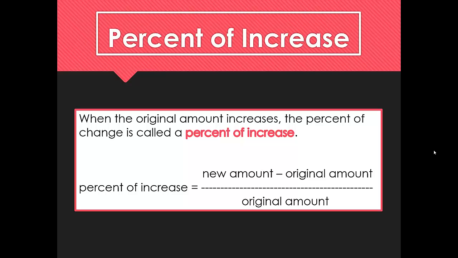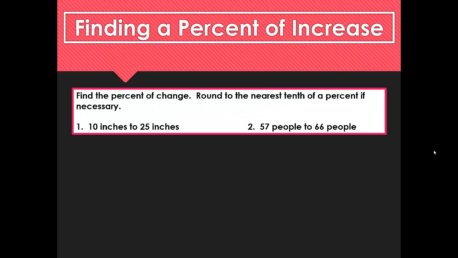So your percent of increase would equal the new amount minus the original amount, and that would all be divided by the original amount. Now let's look at finding a percent of increase. So find the percent of change. Round to the nearest tenth of a percent if necessary. So for number 1, we have 10 inches to 25 inches. You can see that we are increasing from 10 to 25.